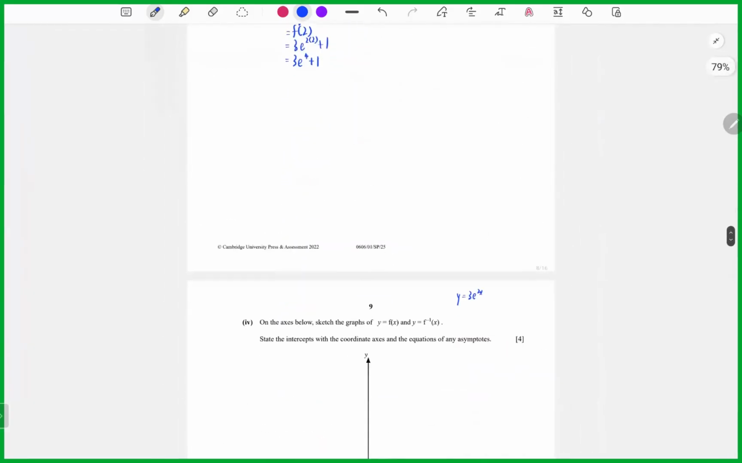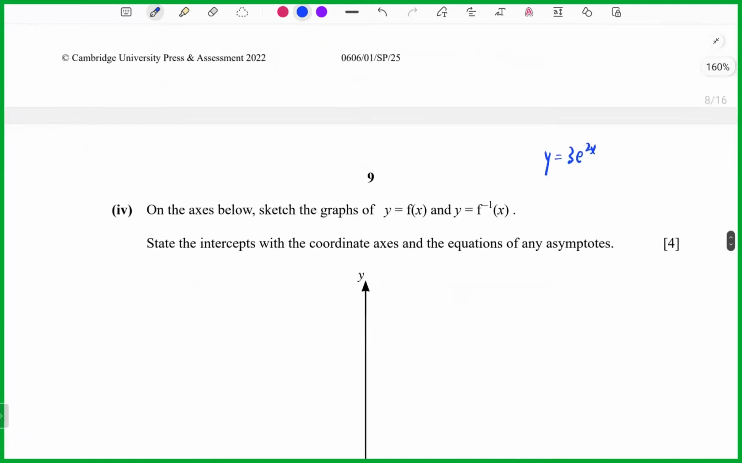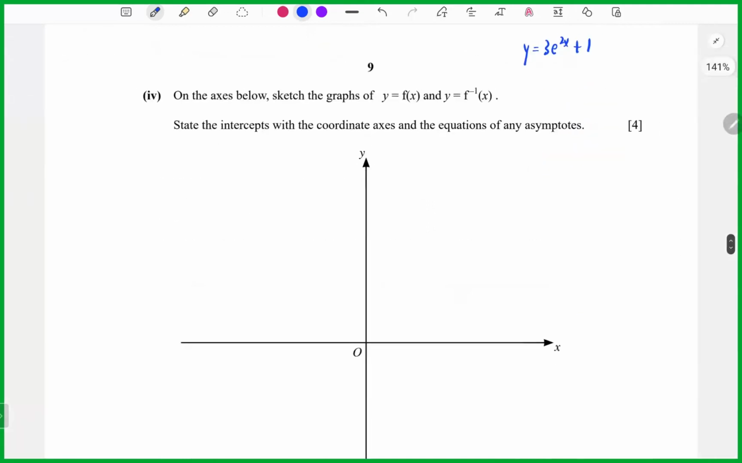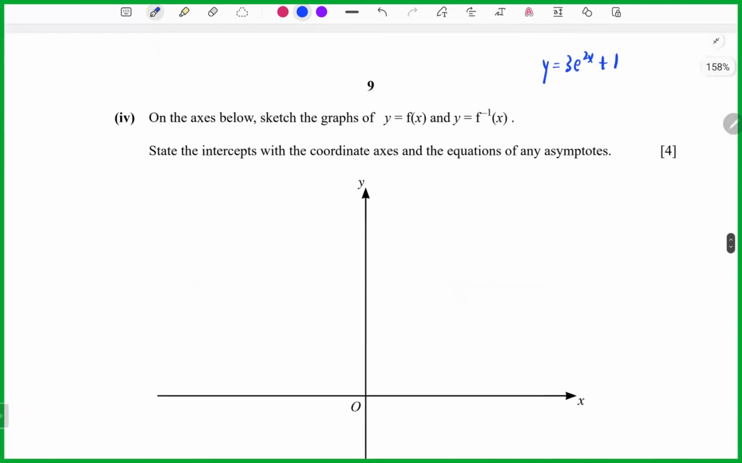minus 2x plus 1 plus 1. So, okay, we know that y, okay, the asymptote will be here, y equals to 1.